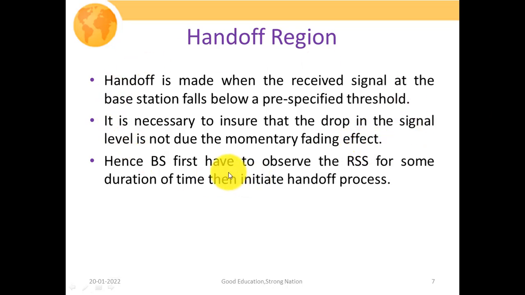Hence, the base station first has to observe the received signal strength for some duration of time, and has to determine whether this is a random or momentary fluctuation, or whether we are still getting a deteriorated received signal strength. If that is the case, then we have to initiate the handoff process, and if it is a momentary signal loss, then we must avoid this handoff process.